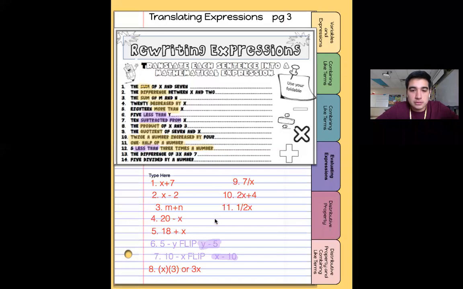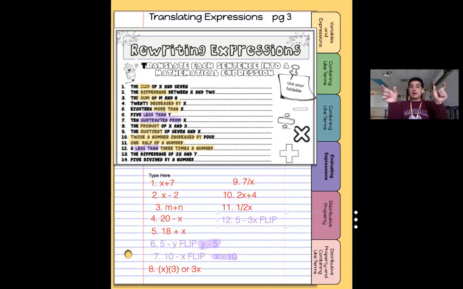So let's use a different color. So 12, right? 5 less than. We would think normally what we would do is 5 minus, less than, because that means minus, 3 times a number. So 3 times a number means 3x. But that less than phrase means we have to flip. So when we flip the 5 and the 3x, it's going to be 3x minus 5. That is our final answer. That is the proper answer.